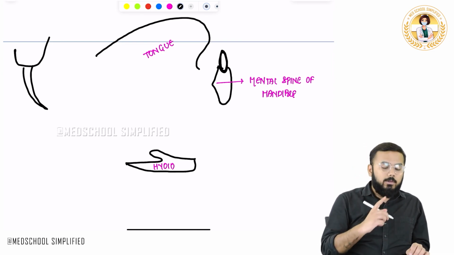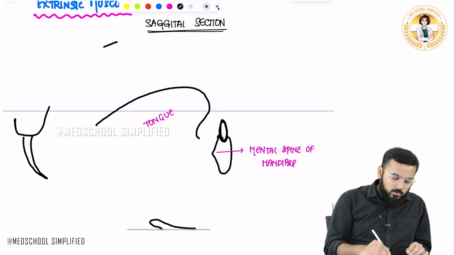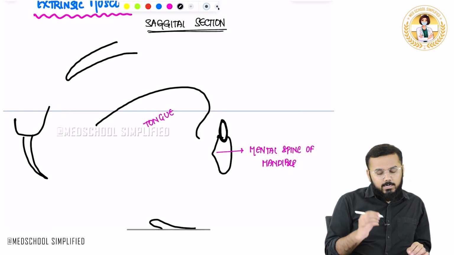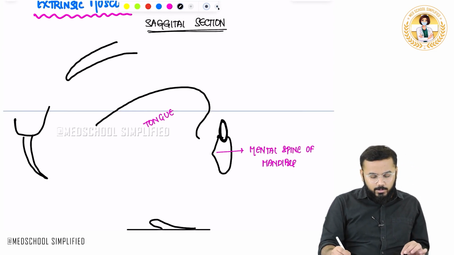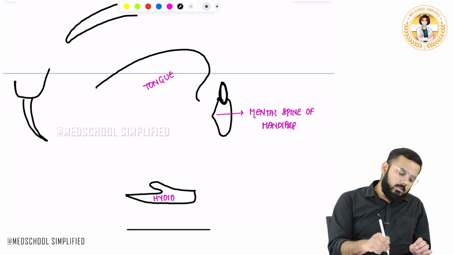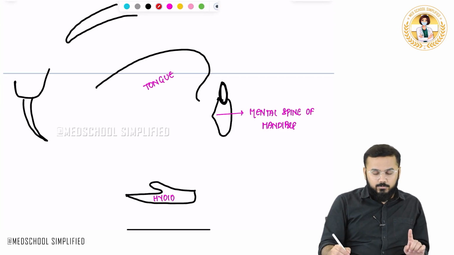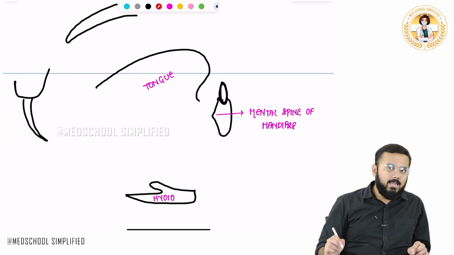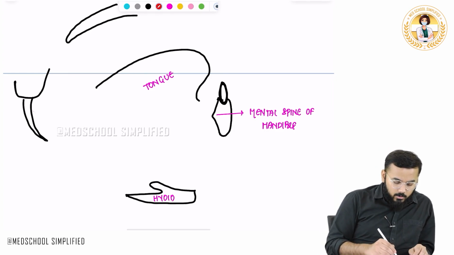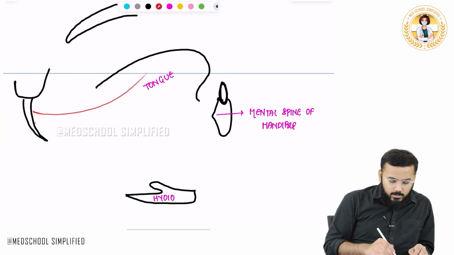And on the top here you have your palate. So this is your palate. Let us say this is your soft palate. Now let us draw the muscles within this box over here. What are the different kinds of muscles? The first important muscle is the one from the styloid process, like this, into the lateral aspect of the tongue, right?